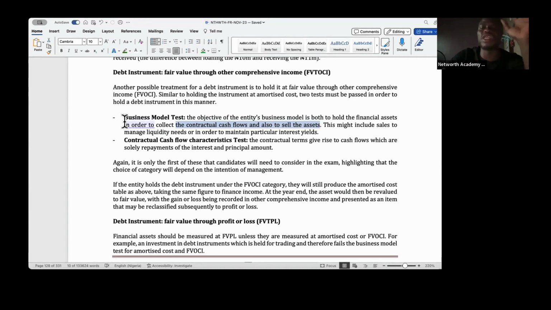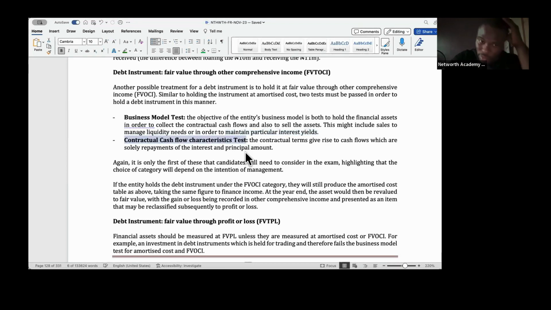Amortized cost is that the business model is just to collect interest and principal. But for fair value through OCI, the business model is to collect interest and principal and to sell, meaning you can sell the financial asset. And this is usually, maybe you want to maintain a particular interest yield. Maybe the guy that you lend the money to initially was giving you 5%. Now you see somebody that is ready to give you 8%, then you most likely go for that person. And the contractual cash flow is that there is a contract that specifies that you collect interest and principal. That's what this is all about.